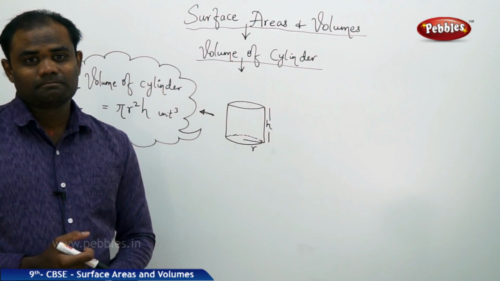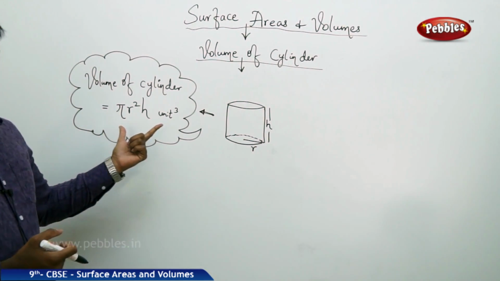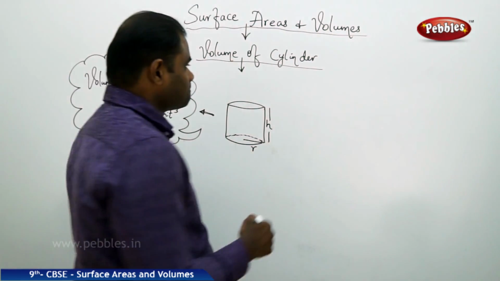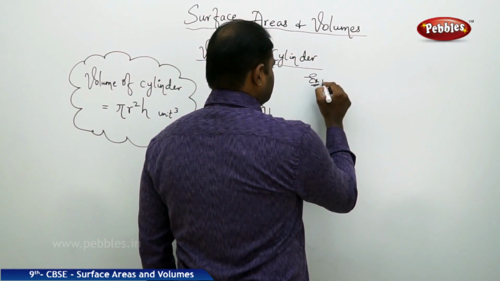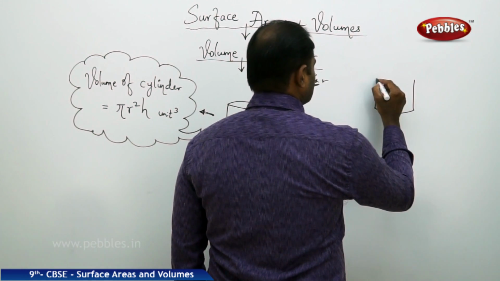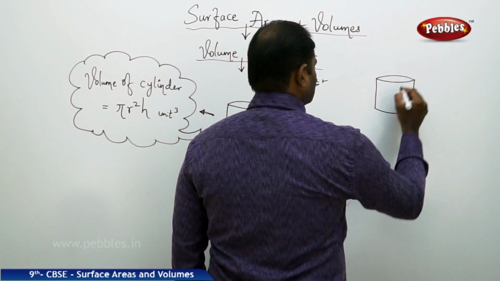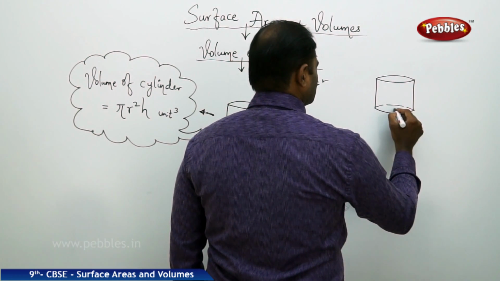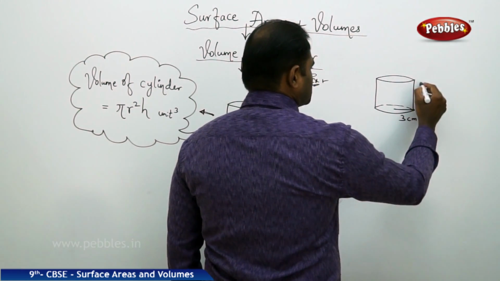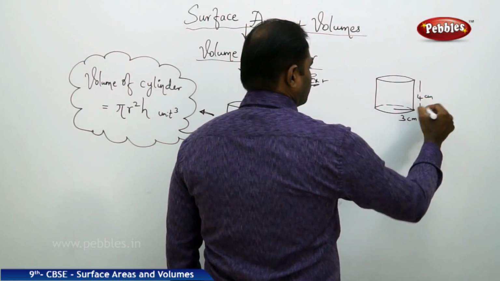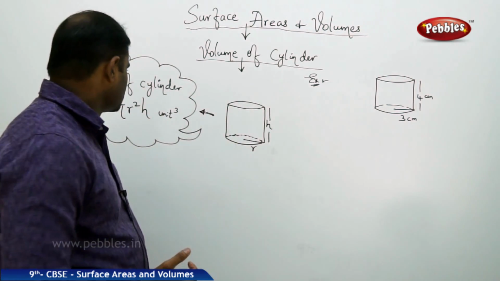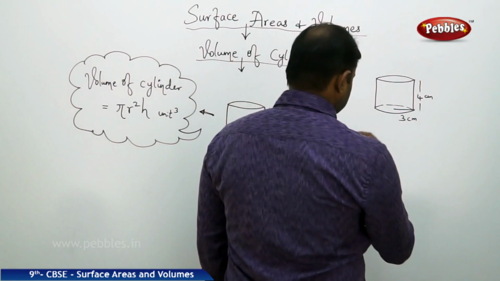So let's see how we can solve some example problems using this formula. For example, I have a cylinder whose radius is 3 centimeters and height is 4 centimeters. So I would like to just find the volume using this formula.